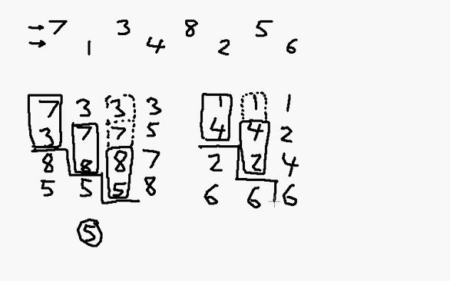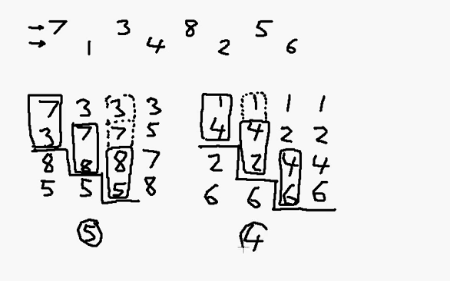Drop down to include the 6. Okay, compare the 4 and the 6. No swap needs to be made there. So I've got 1, 2, 4, 6. And with this sort I made 1, 2, 3, 4 comparisons. 4 comparisons there. Okay?